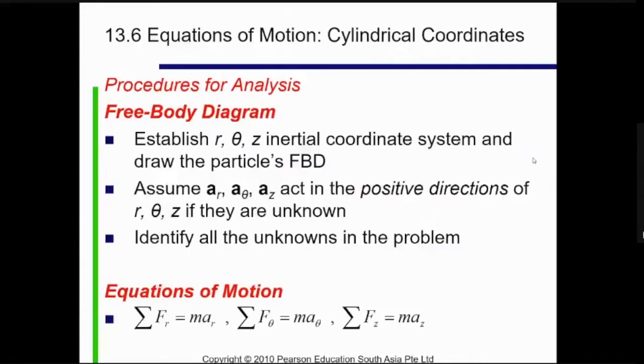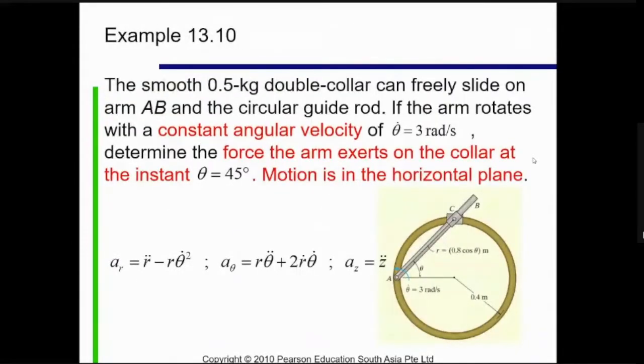Excellent. So now let's go for an example. Here we have a smooth 0.5 kilogram collar, or double collar in this case, that can freely slide on the arm AB. So no friction. And along the circular path. This double collar can slide along the arm and along the circular ring without friction, at a constant angular velocity of theta dot equals 3 radians per second. So theta dot is defined and it's constant, that means theta double dot is zero. Determine the force the arm exerts on the collar at the instant theta equals 245.